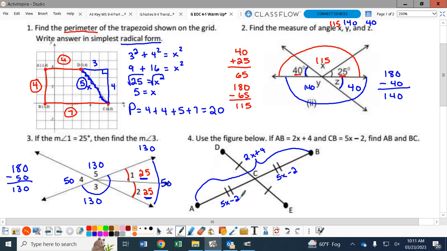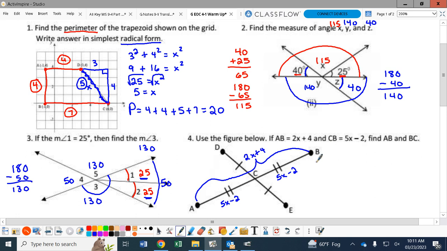And what is this rule called? Thank you. A part plus a part equals a whole. I figured I'd get one of y'all there eventually. Part plus part equals a whole. If you take the two parts and add them together, it equals a whole.